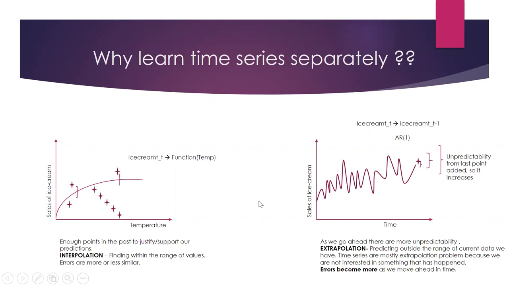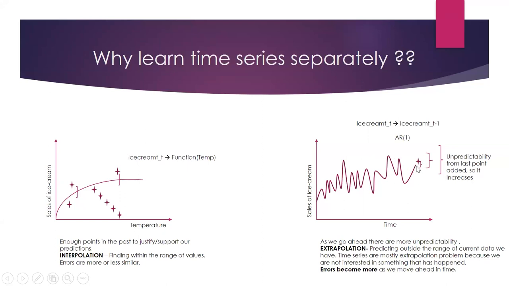Now what happens in the case of time series? One of the axes becomes time, what we call panel data. Now time is not going to repeat, because what occurred at any instance T is not going to happen again. Predicting other past instances is not very beneficial, because we are not interested in something that has happened in the past. As we go on predicting the future, the unpredictability increases. Let's say I'm predicting this point here with some error.